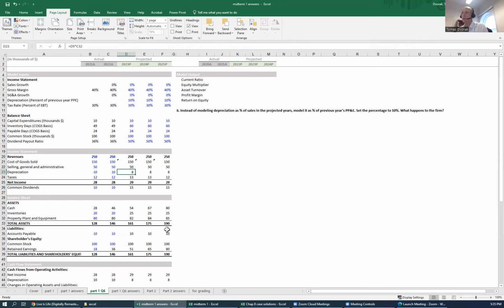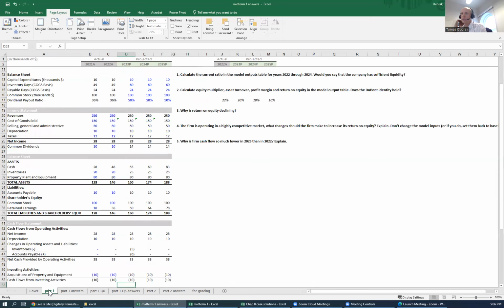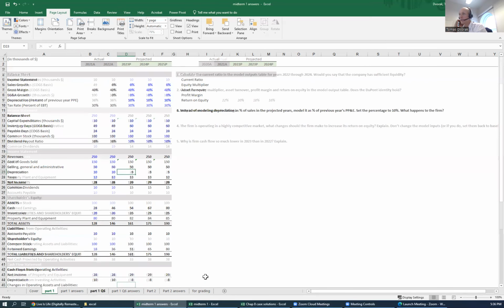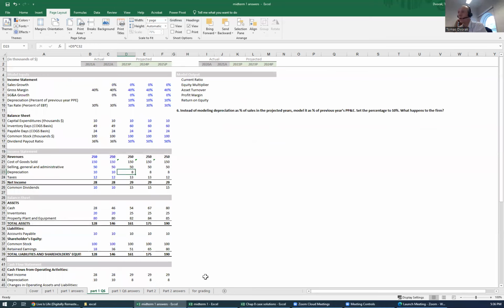What happened to the firm? The firm clearly became more profitable because now if there's less wear and tear, at least as far as accounting profit is concerned, the net income is higher. You can quickly see that going back here. We had net income 28. Now we have a net income of 29. So the firm is more profitable.